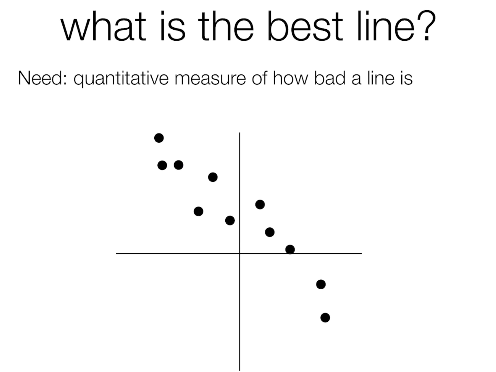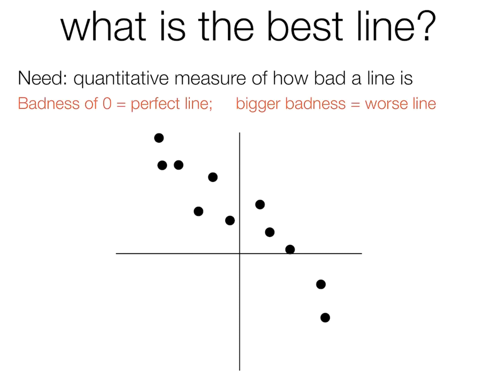Now, let's go back to that question of what is the best fit line. To figure out what we mean by best fit line, we really need to have a quantitative measure of how bad a line is. I usually like to refer to this as badness. So we're going to have a badness measure, and the idea is that a badness of 0 is going to be a perfect line. It's going to go through all of the points, and otherwise, the bigger the badness measure, the worse the line is. So how do we actually kind of figure out what this thing is?